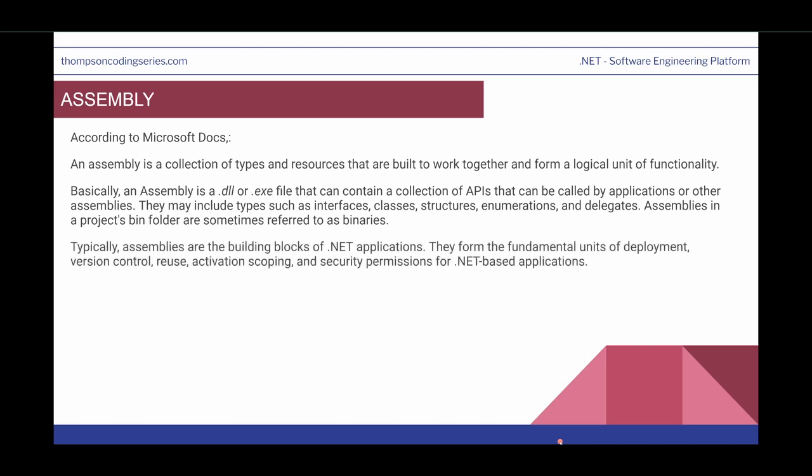So typically, assemblies are the building blocks of .NET applications. They form the fundamental units of deployment, version control, reuse, activation scoping, and security permissions for .NET-based applications. Fundamentally, an assembly can be built with one or more source code files. That's what you need to understand. So with an assembly, you have a project, you have source code, and you build your source code.